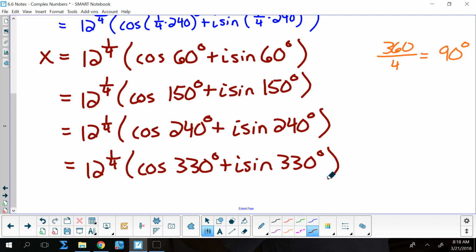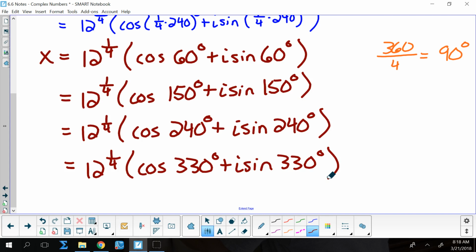Do you want us to leave it in exact form? Yes, 12 to the 1/4 is cleaner. Unless you get a nice whole number, you want to use it. And if I were to add another 90 degrees, I would be at 420 degrees, which really is just back to 60, and then back in.